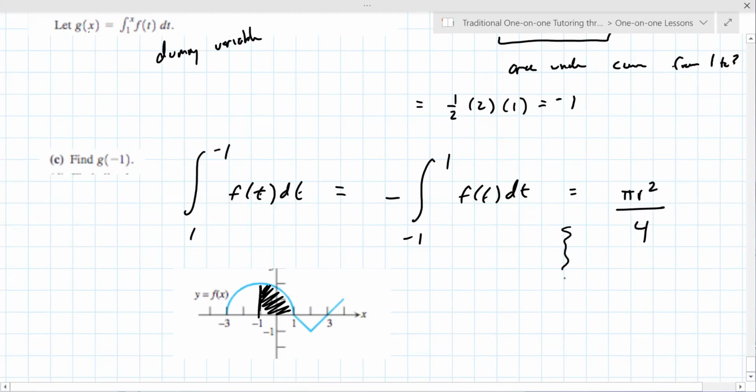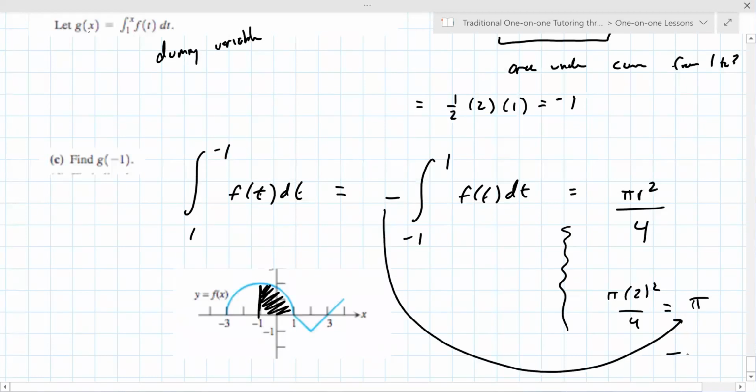These are not related: the integral is not what's on the right, but this is the geometric area on the right. So you're not evaluating the bounds or anything. Your radius is 2, so it's pi times 2 squared over 4, which is just pi. But because there's a negative in front, your answer has to also be negative.